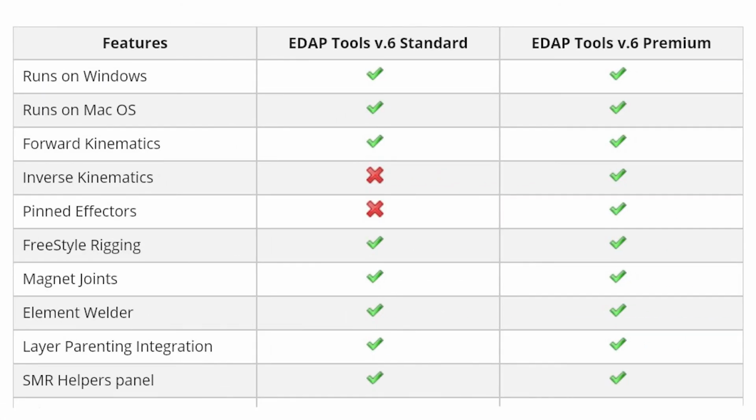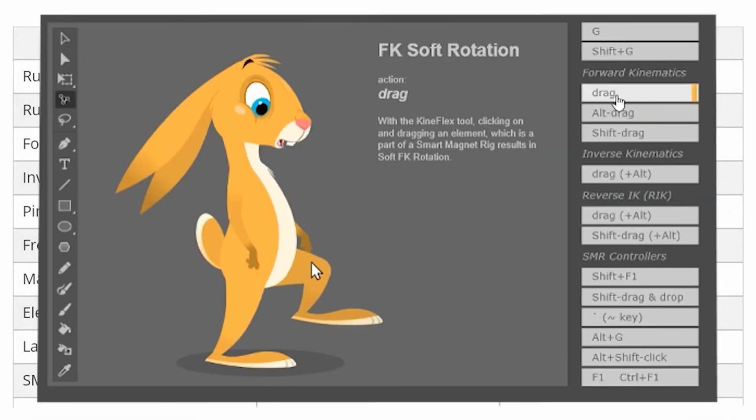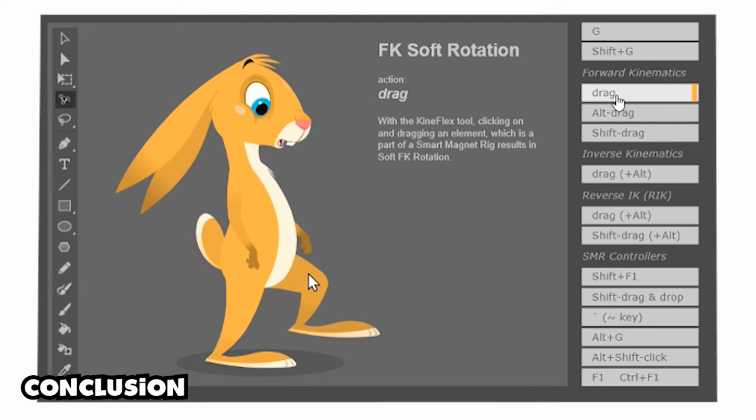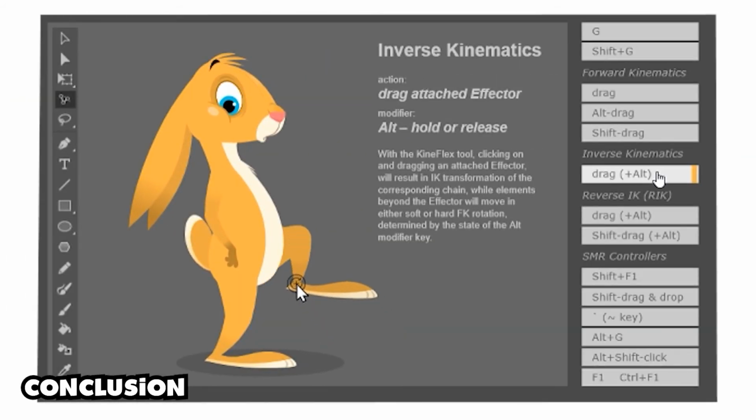The premium version is the best money I've ever spent on an animation tool. If you want to create award-winning, world-class character animation in Animate CC, Electric Dog's plugin is your very best bet.